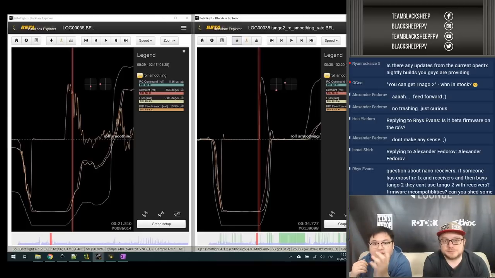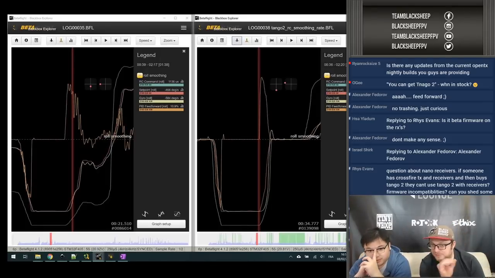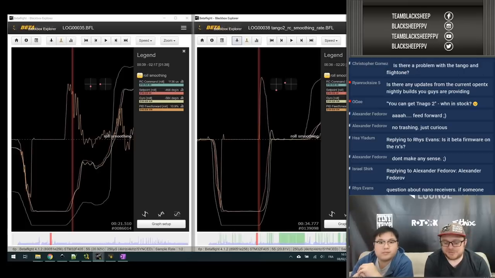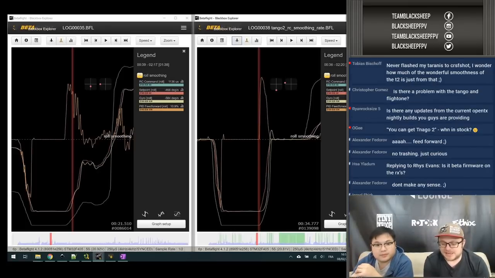Okay, I want to see CRSFshot versus Tango 2. Oh, there's not going to be a difference. It's just going to be slightly moved to the left, because it's faster. Right. Like we have less latency between your stick movement and the crossfire output in total. So the same smoothness, but a little faster. Okay. Yes.